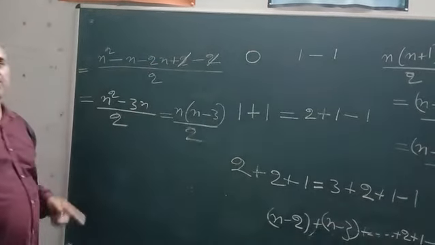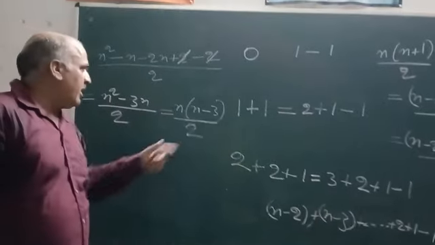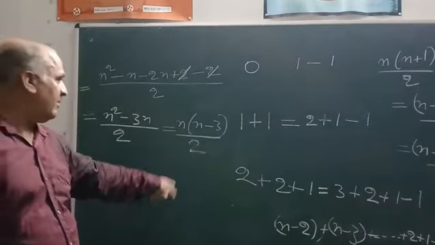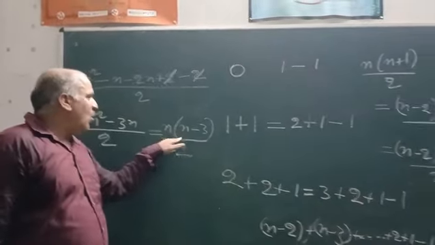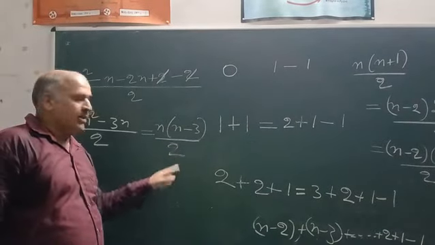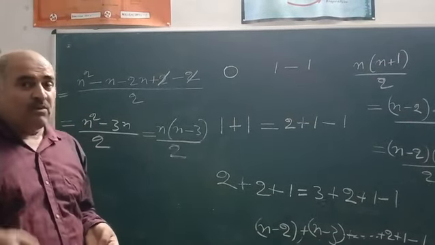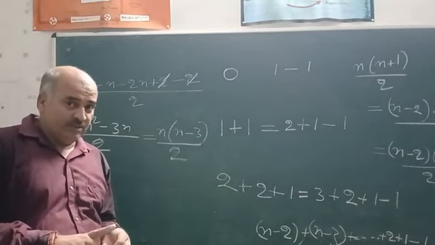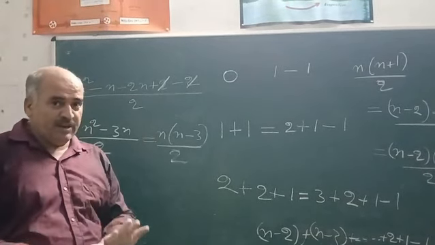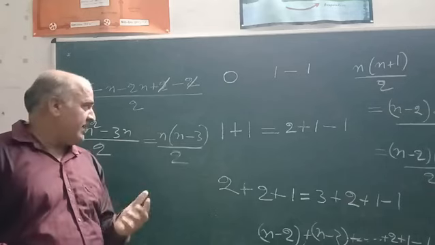So this is the proper derivation of this formula, and now you have arrived at the formula n into n minus 3 upon 2. This gives you the formula and its derivation, the formula for finding the number of diagonals in a polygon of n sides.